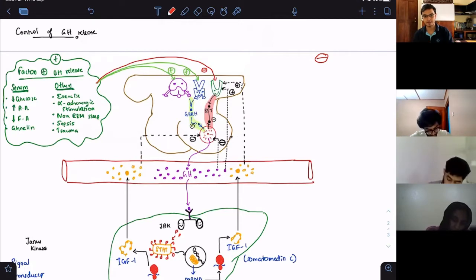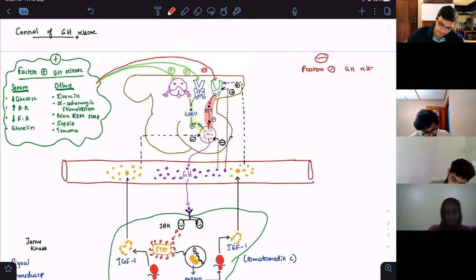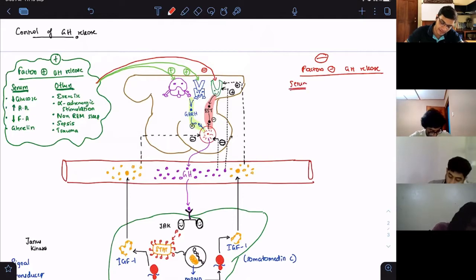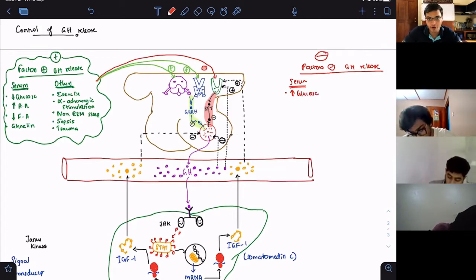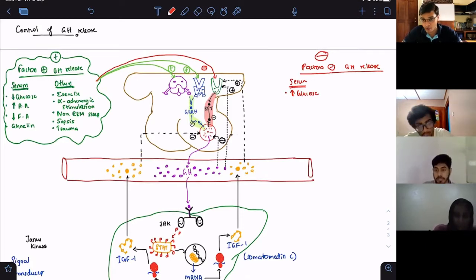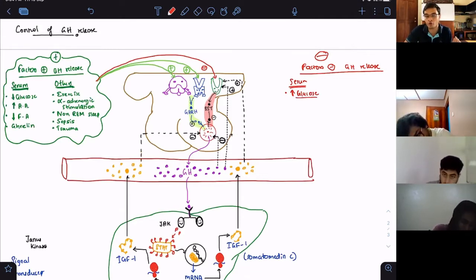Okay, now look at this, guys. We'll look at the other side, factors that inhibit growth hormone release. So again, we will look at some serum factors, right? Opposite of some of the things that we talked about on the stimulating side. One thing, increased glucose. This one is very important because for our diagnostic test, we are going to give the person some glucose and look at his growth hormone. Increased glucose can cause a reduction in growth hormone.